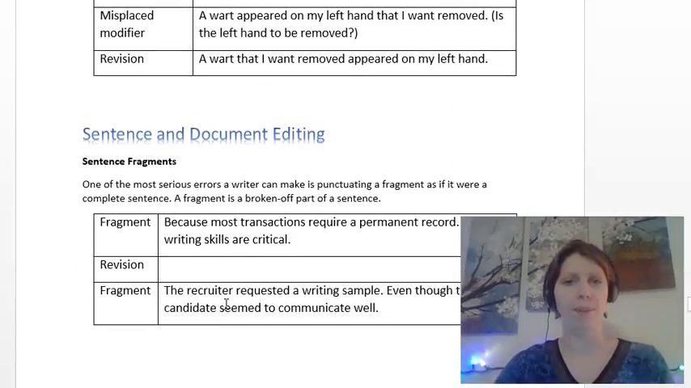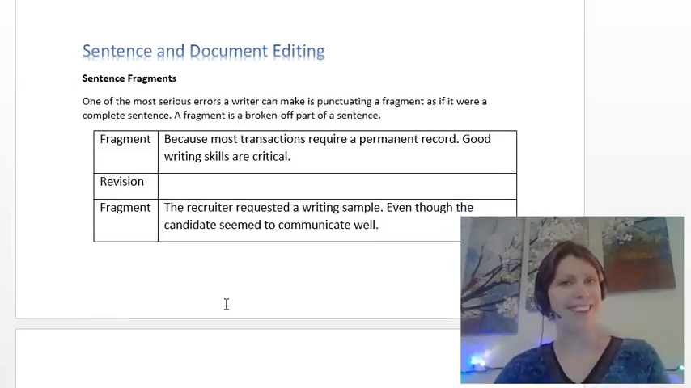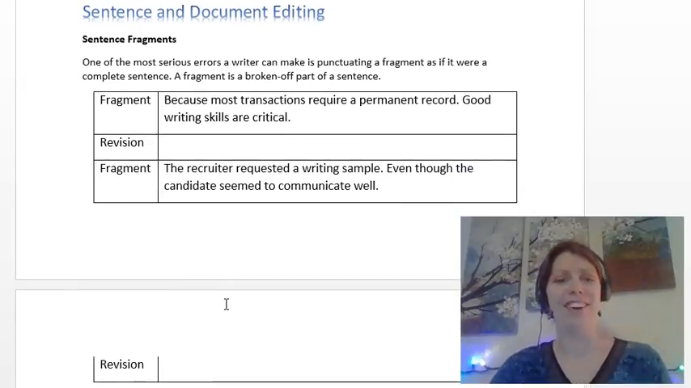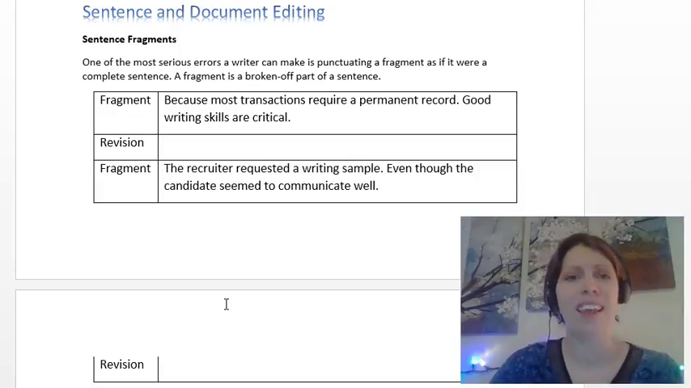All right. Oh, we have one more, sentence and document editing. Sorry, this is a long lecture tonight. This is the last part, sentence and document editing.